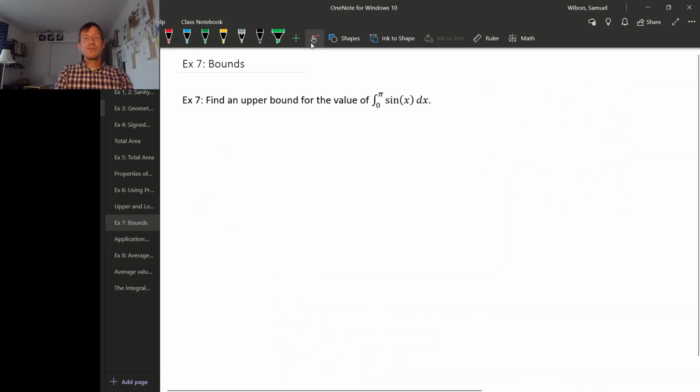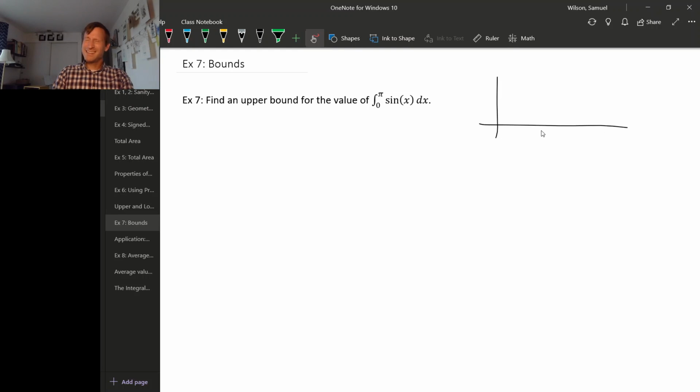Let's find an upper bound for the value of this integral, the integral from 0 to pi of sine of x dx. Now, this integral is something that we definitely do not have the tools to calculate exactly, at least not yet. If you graph sine of x from 0 to pi, it looks like this. And if you wanted to use the limit of a Riemann sum definition to find this area down here, you'd end up with some weird stuff inside of sine, right? You'd have sine of a plus i times delta x.